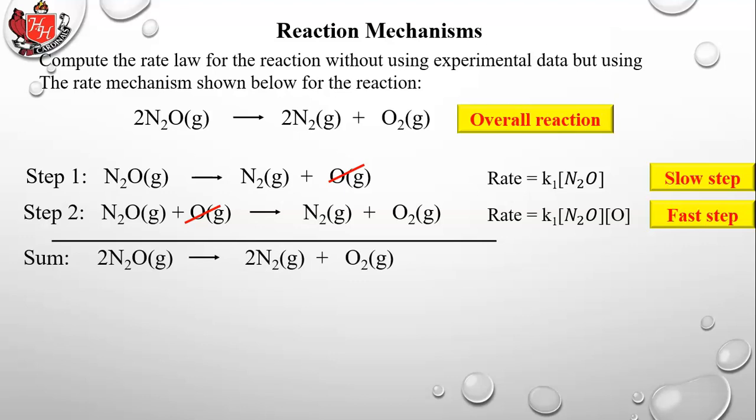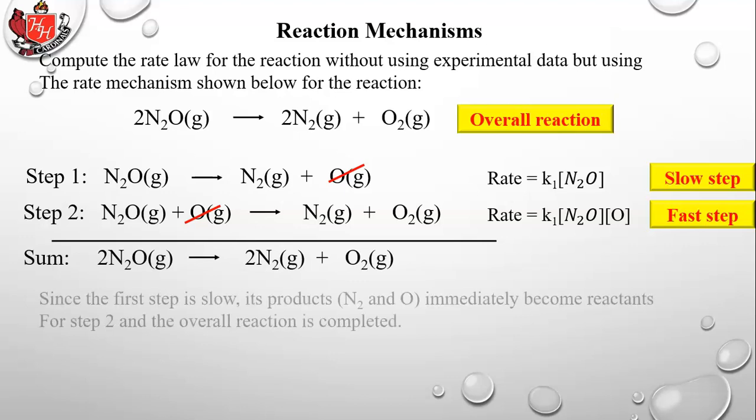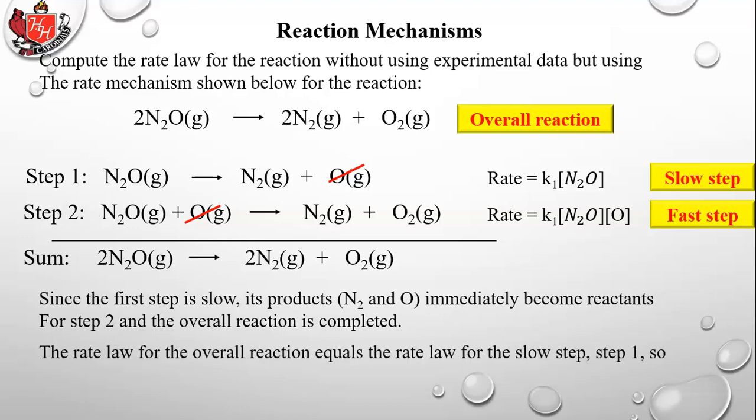So there you see the overall reaction down there. Since the first step is a slow step, its products N2 and O immediately become reactants for step 2, and the overall reaction is completed. The rate law for the overall reaction equals the rate law for the slow step, step 1. So you see that that's going to be the case right there. The slow step rate law is K, concentration of N2O to the first power, and that's the overall rate law.